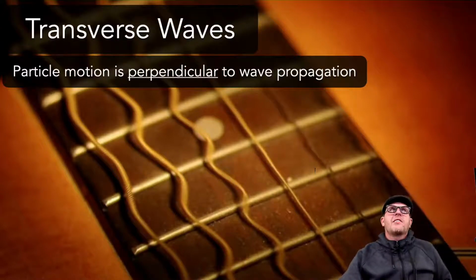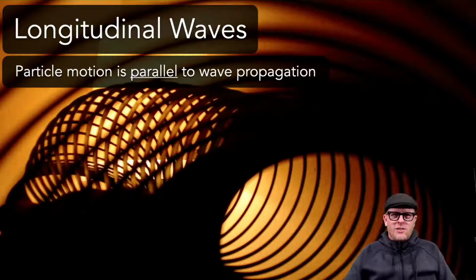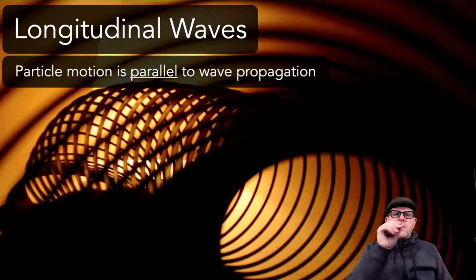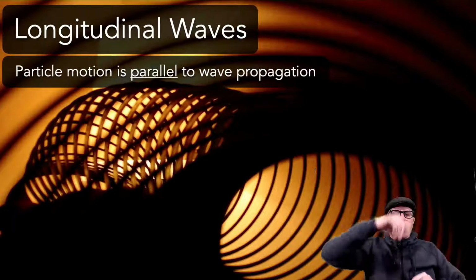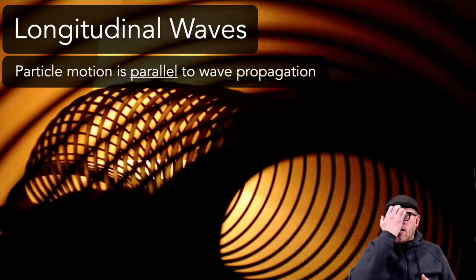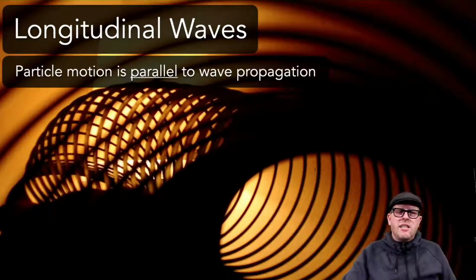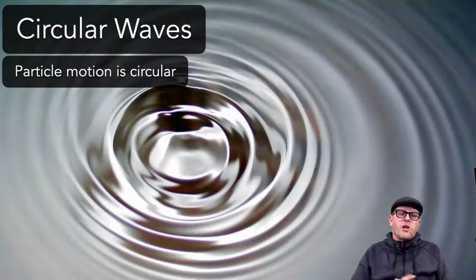A wave is, yes, correct, a wave is not a particle. A wave is made up of particles. So particle motion is the particle itself moving back and forth. Wave and particle are interchangeable in how I'm using them, but a wave is made up of particles. And then the last one we have here is circular waves.